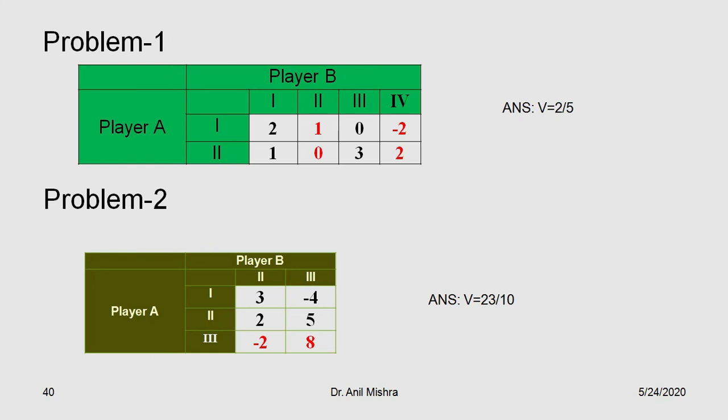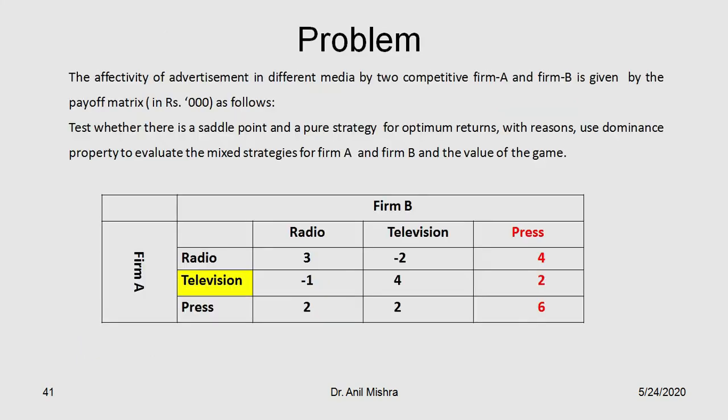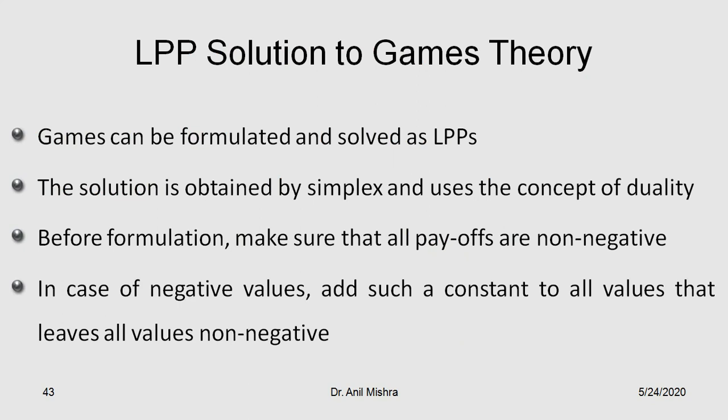Right, now we have to move to the next process: how to solve the problem with the help of the simplex method. In case of solving the problem with the simplex method, we have to take care of certain things. That means the game can first be formulated as an LPP. Thereafter we are able to solve it. The solution is obtained by the simplex method. You have to calculate ZJ minus CJ, the iteration table with a key row and key column, or pivotal row, pivotal column, and pivotal element.